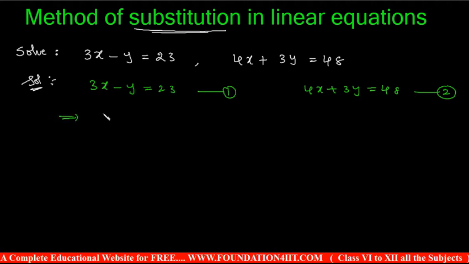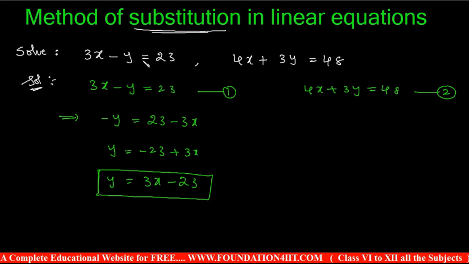So from this, minus y, except the y variable, take the other terms to the other side: 23 minus 3x. 3x goes to the right side as minus 3x. Now I want plus y, so to make y positive, change the sign. Minus y is equal to minus 23 plus 3x. So finally y is equal to 3x minus 23. This is the value of y. Take any one of the two equations and find the value of one of the variables. So here y is 3x minus 23.